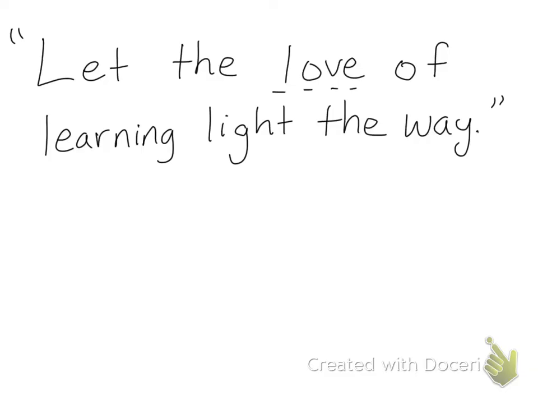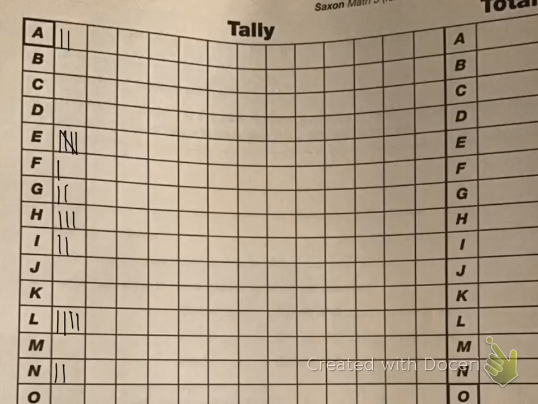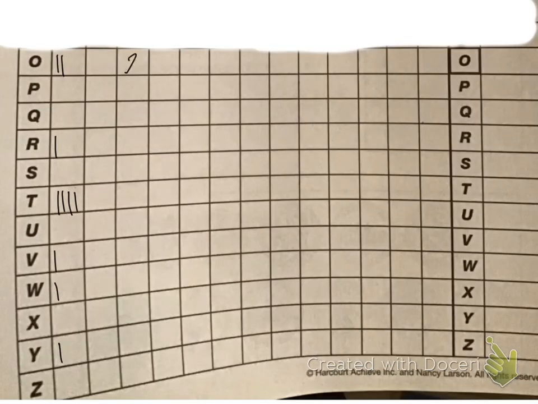I'm going to go ahead and skip ahead until all the tally marks are done. All right, so I've finished all of the tally marks. As we can see, I have 2 tally marks for the letter A. I have 5 for the letter E, 1 for F, 2 for G. I have 3 for H, 2 for I, 4 for L, 2 for N, 2 for O, 1 for R, 4 for T, 1 for V, 1 for W, and 1 for Y.